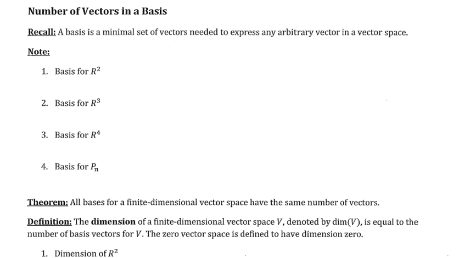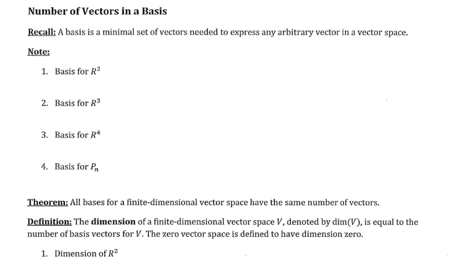So as we'll see, the dimension of a vector space is based on the vector space's corresponding basis. So it's going to be helpful to remind ourselves of what a basis is. A basis is a minimal set of vectors needed to express any arbitrary vector in a vector space. In layman's terms, a basis is a set of vectors that not only spans the vector space, but also is linearly independent.